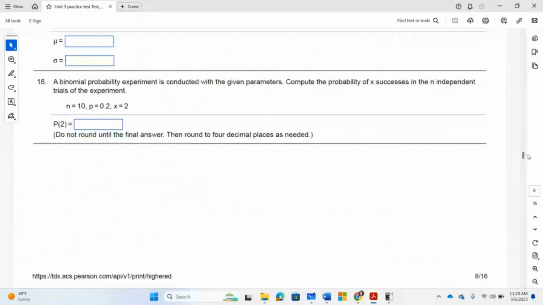Okay, so number 18 is binomial distribution. A binomial probability experiment is conducted with the given parameters. Compute the probability of X successes in n independent trials of the experiment.